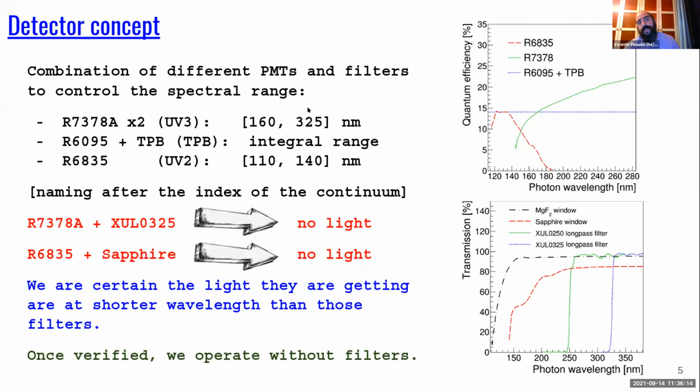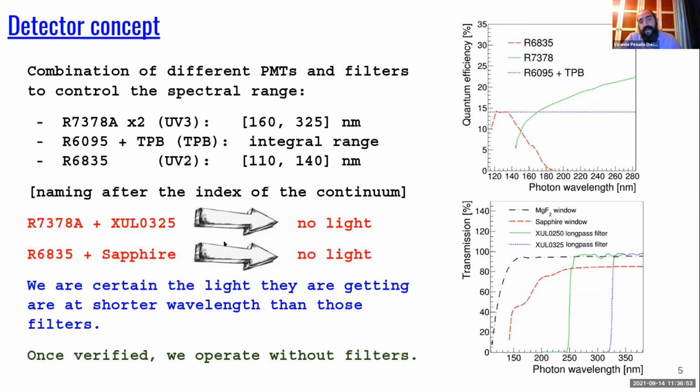Then, in order to validate the upper side of these ranges, we use some filters, the green line together with the blue line here. With that combination of PMTs, we see no light. Without this filter, we see light. So we are certain that all the light that we see is below the pass of this filter. Similarly with this sapphire window and the UV2 PMT. So we are quite certain that the spectral range that we are seeing is what we quote here and in the paper.